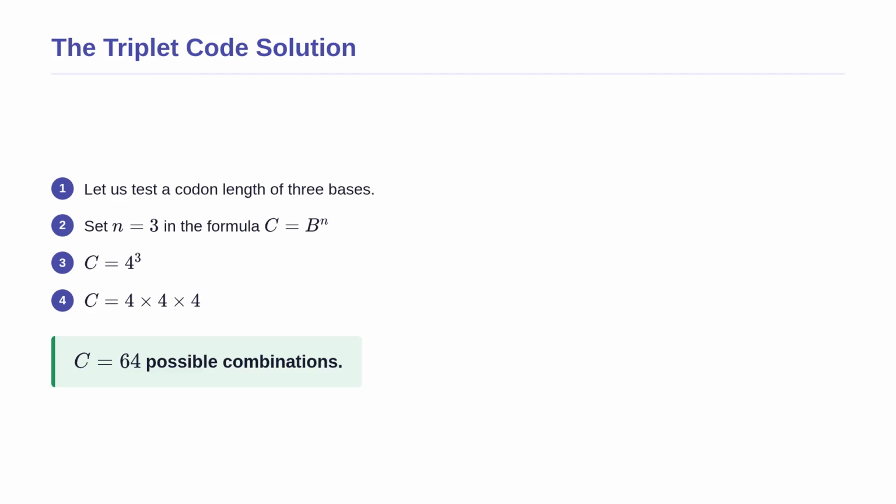Since a 2-letter code is insufficient, let us apply our formula to a 3-letter code. By setting n equal to 3, we calculate 4 to the power of 3. This means multiplying 4 by 4 by 4, which gives us 64 possible combinations. This number is more than enough to cover all 20 amino acids, which perfectly explains why the genetic code must be a triplet code. The extra 44 codons are not wasted.